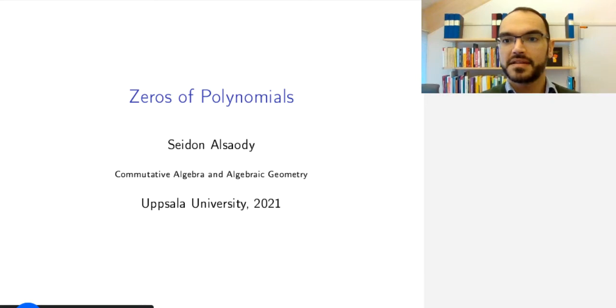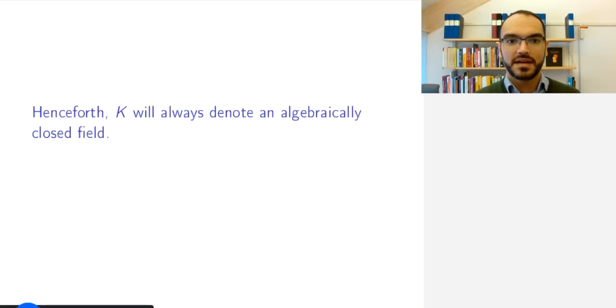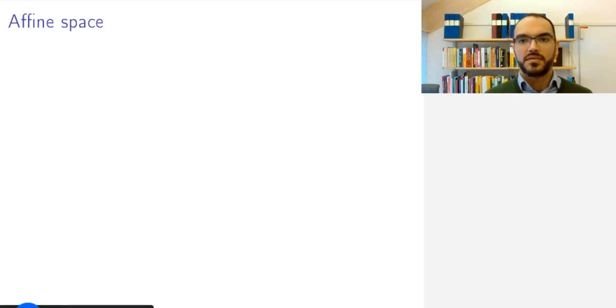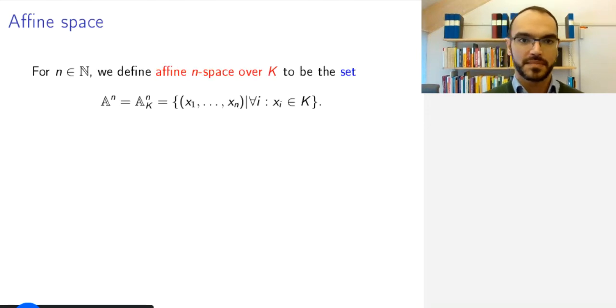All right, let us now look into the main players in algebraic geometry, namely zeros of polynomials. So first of all, we want our polynomials to have zeros, and that's why from now on we will be working over algebraically closed fields. Let's first define what an affine space is, where all our zeros eventually will happen.